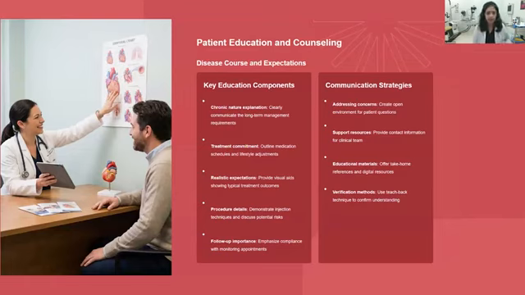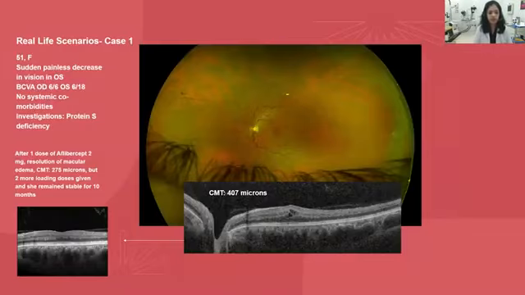So I'm just showing two cases of mine as the last few slides. So this is case one. This is a 51-year-old female. She presented with sudden painless decrease in vision in the left eye. The right eye was 6/6 and was normal, and left eye was 6/18. She has no systemic comorbidities. So as you can see in the left eye, there is a central retinal vein occlusion with a mild macular edema, but enough to cause a drop in vision to 6/18.